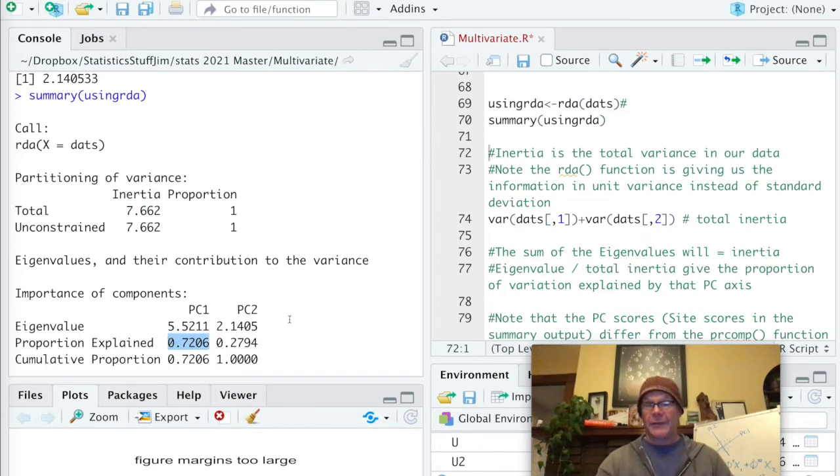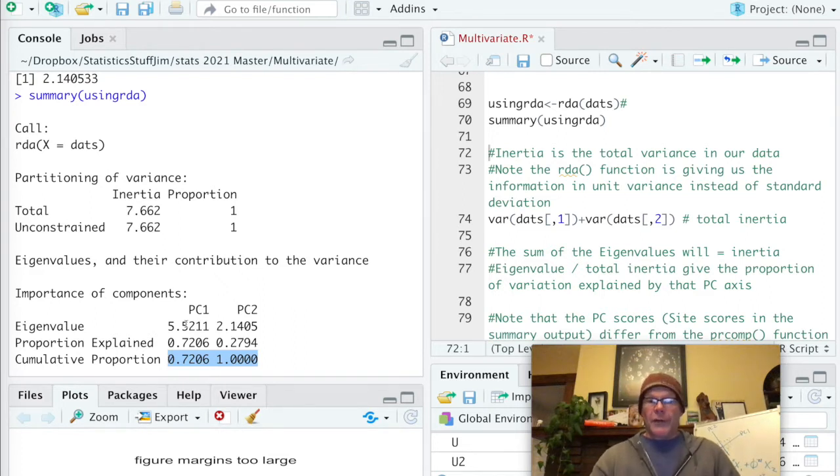Okay. And the same arithmetic applies here for the proportion explained by the second axis. And then notice that they have the cumulative proportion. So once you get to PC2, you've explained 100% of the variation. Because again, you lose no information with a PCA. You just maybe choose to look at parts of it at a time, but you're not losing any information when you do these ordinations.